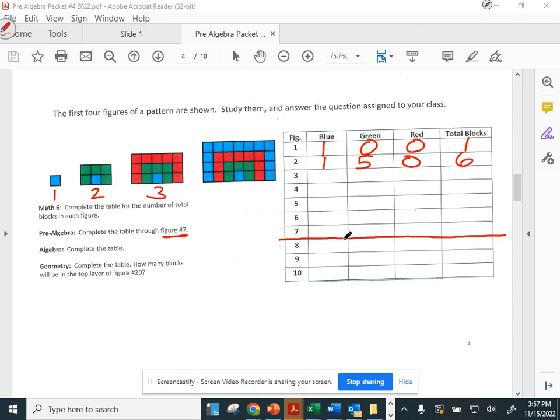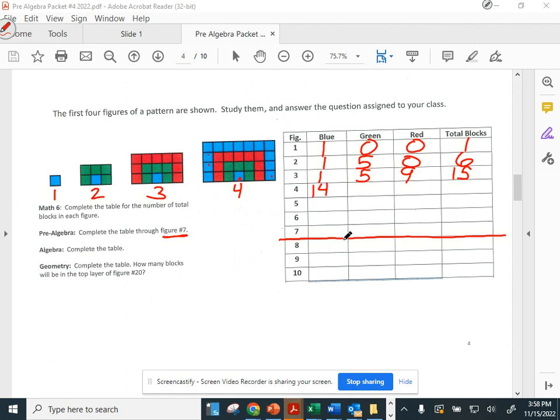Our third figure, we had 1 blue, 5 green, and 1, 2, 3, 4, 5, 6, 7, 8, 9 red, to give us a total of 15 blocks. And then our fourth figure, we had that 1 blue. Now we're going to add 13 more blues. Don't forget that 1 blue that was already there.